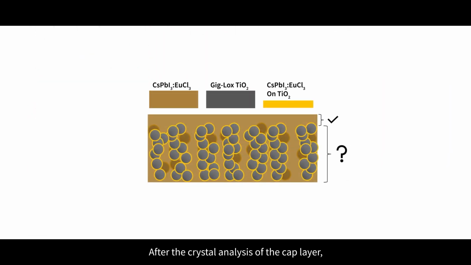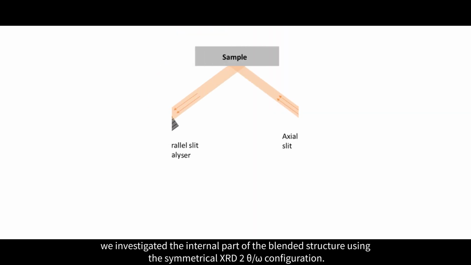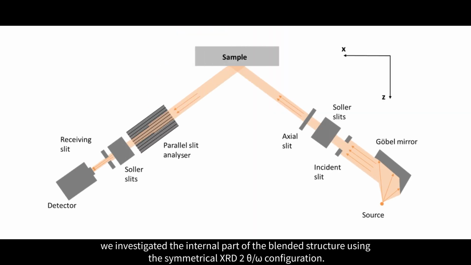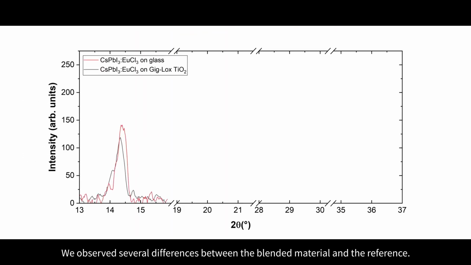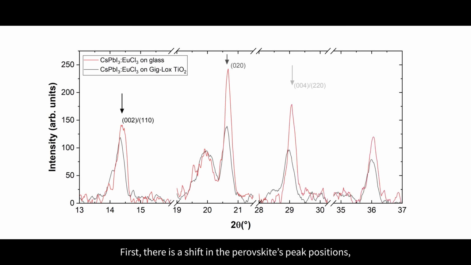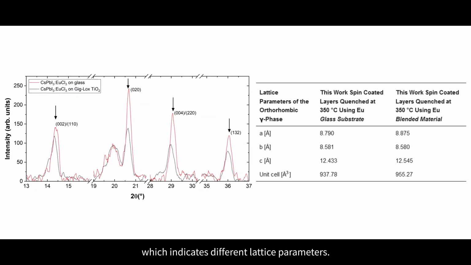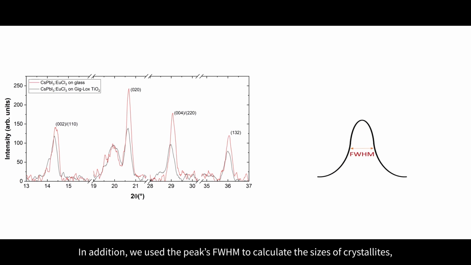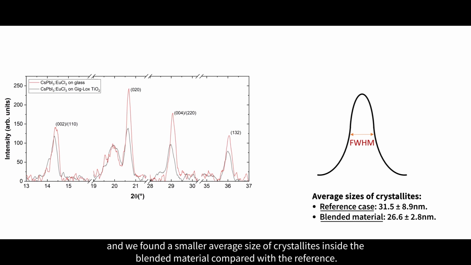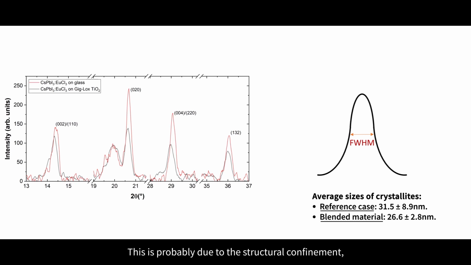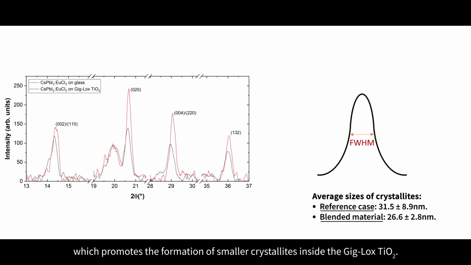After the crystal analysis of the cap layer, we investigated the internal part of the blended structure using the symmetrical XRD 2 theta or omega configuration. We observed several differences between the blended material and the reference. First, there is a shift in the perovskite's peak positions, which indicates different lattice parameters. In addition, we used the peaks FWHM to calculate the sizes of crystallites, and we found a smaller average size of crystallites inside the blended material compared with the reference. This is probably due to the structural confinement, which promotes the formation of smaller crystallites inside the Gig-Lox titanium dioxide.